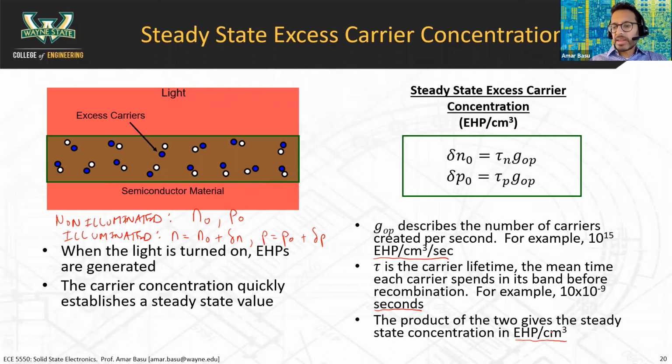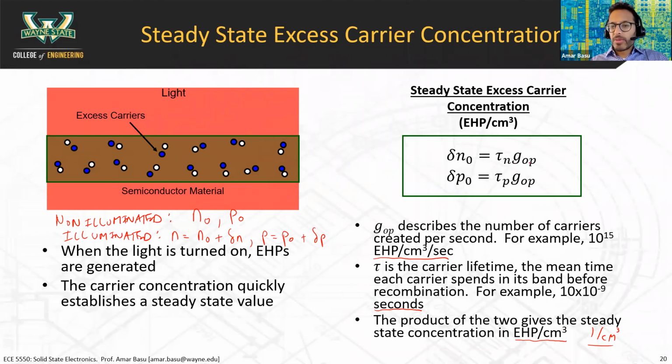Sometimes you don't even say electron hole pairs per centimeter cubed, you just say 1 over centimeter cubed is the units. Depending on who is teaching you, a lot of times 1 over centimeter cubed is used. So this gives a steady state concentration, and I want you to see the intuition behind this.